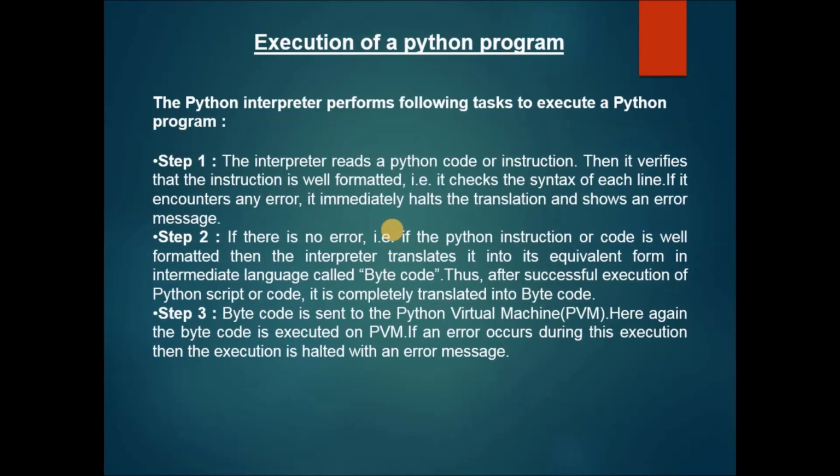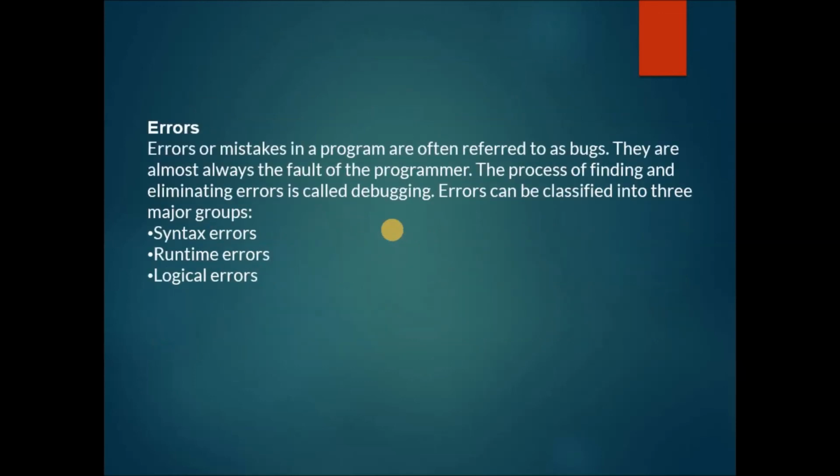Step 2. If there is no error, that is, if the Python code is well formatted, then the interpreter translates it into its equivalent form of intermediate language called bytecode. Thus, after successful translation of the Python script, it is completely converted into bytecode. Step 3. Bytecode is sent to the Python virtual machine (PVM). Here the bytecode is executed on the PVM. If an error occurs during this execution, then the execution is halted with an error message. So these are the steps of how your program is executing. Just see the steps.